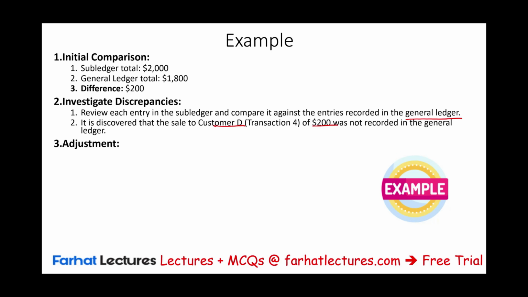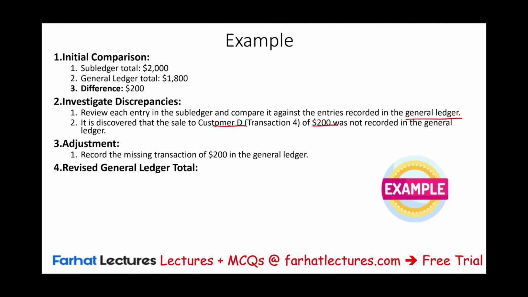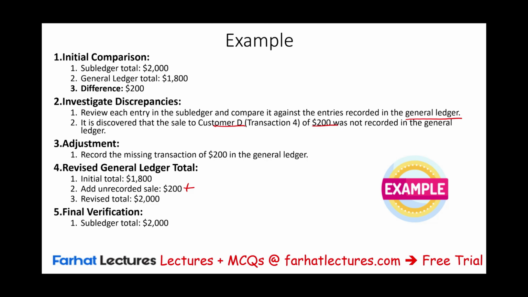You go ahead and you make an adjustment. Record the missing transaction of $200 in the ledger. Then you revise your total. Initial $1,800. The adjustment added the $200. Your revised total is $2,000. Final verification. Subledger equal to $2,000. Revised general ledger equal to $2,000. Reconciliation completed. We are all happy.